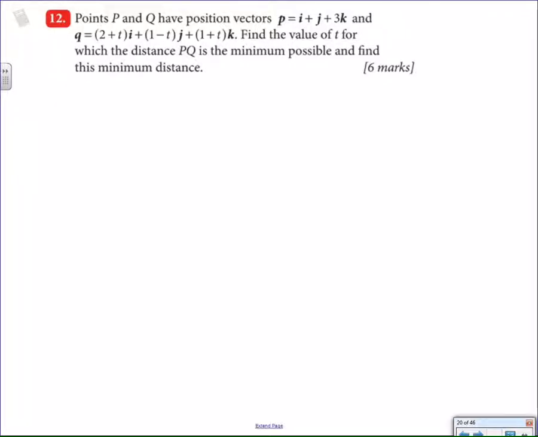Anyway, here we have points that are located by two position vectors. The second position vector is based off of the parameter t. The first vector is fixed, and depending on the value of t, points P and Q are going to have certain distances apart. What we're trying to do is get the smallest distance possible between points P and Q, given these two vectors.